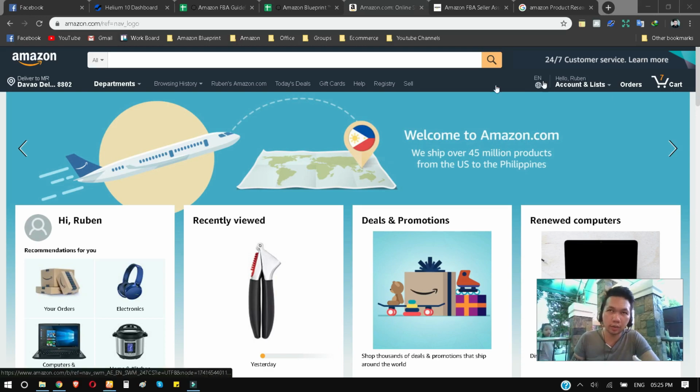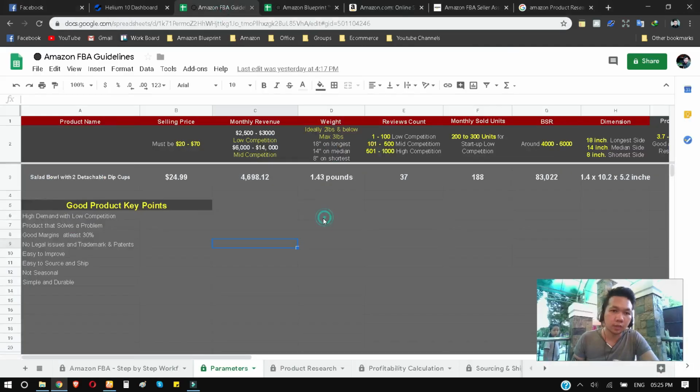So let me go ahead and bring you to my guidelines and spreadsheets from here so that I can show you how it really looks like. Now, one of the most common and basic points when looking for a profitable product na binibigyan natin sa mga client is that normally it should have a high demand with a low competition.